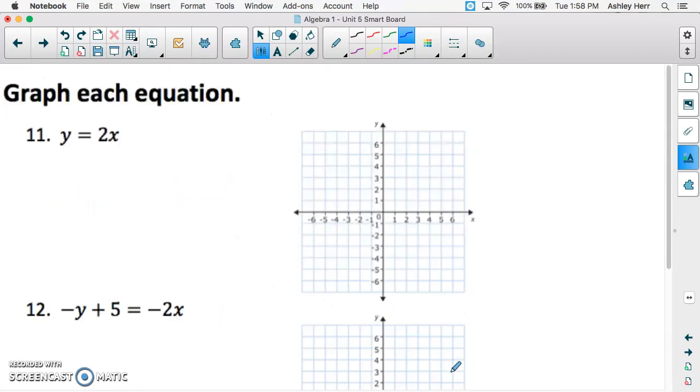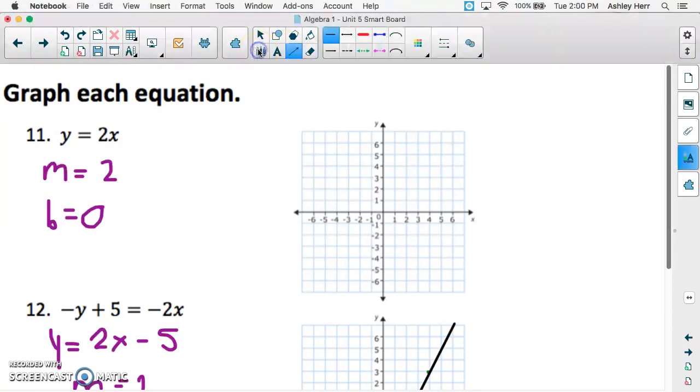Okay, going to the next page, it asks you to graph each equation. To graph each equation, since we know the slope-intercept form now, you can write the equation in slope-intercept form, graph your y-intercept, and then count the slope to get your next point, instead of using a table like we have been using. Pause the video and do these on your own.